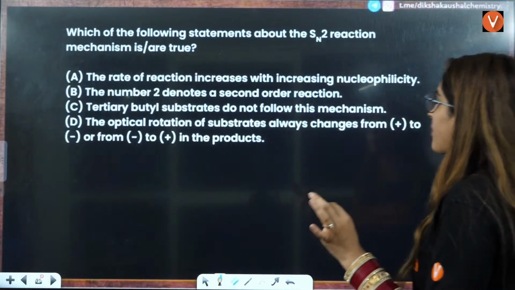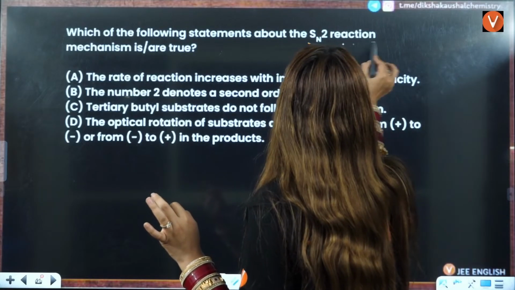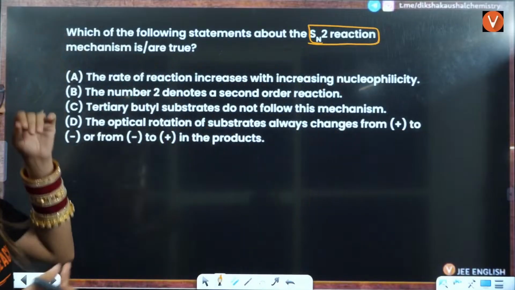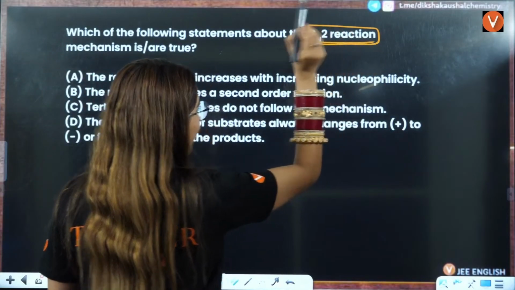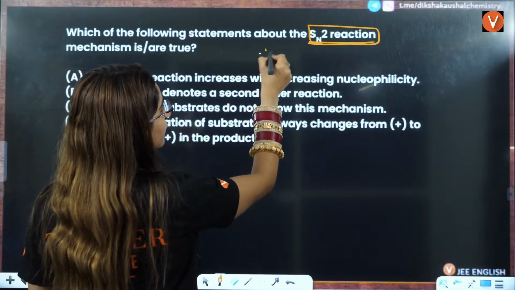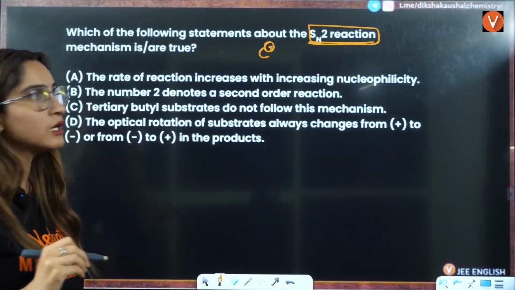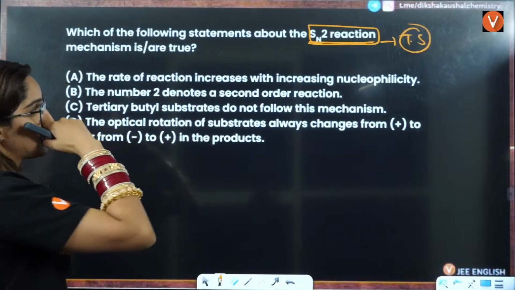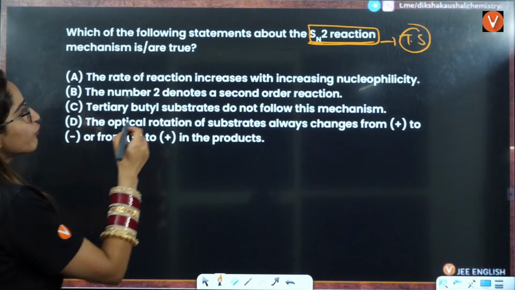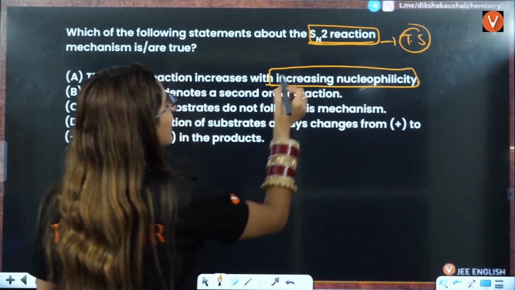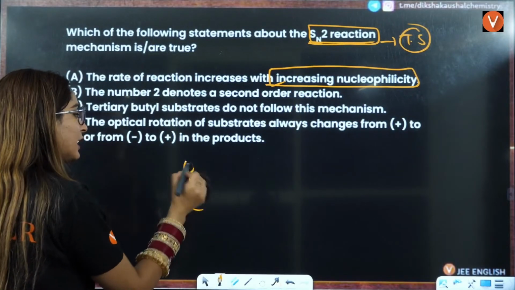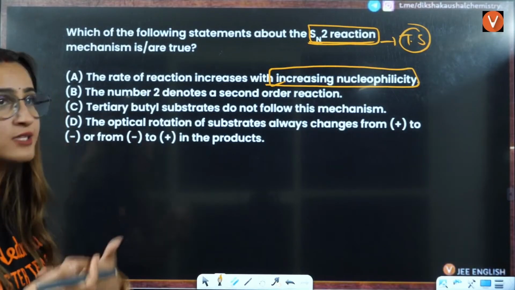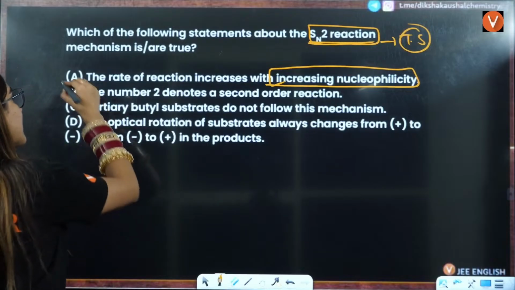Which of the following statements about the SN2 reaction mechanism are true? If you talk about the SN2 reaction here, in the SN2 mechanism, you have a transition state, that is a one-step reaction. In SN2, the rate of reaction increases with increase in nucleophilicity. That is always true. If nucleophilicity increases, that means the electron density on that atom increases, then the attack will increase. That is the correct statement.